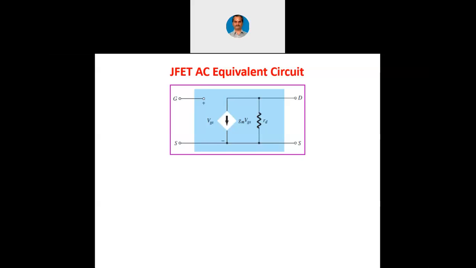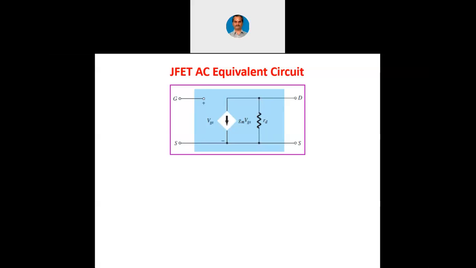Here, instead of that beta, we are using GM, and GM into VGS is the current that is flowing at the output side. And as I had already discussed in the previous slide, we have this drain resistance or output resistance, which we can write in parallel to the current source, and we can indicate it as RD. Now this is going to be the JFET's AC equivalent circuit. Now using this AC equivalent circuit, we can analyze the biasing circuits which we had discussed earlier.